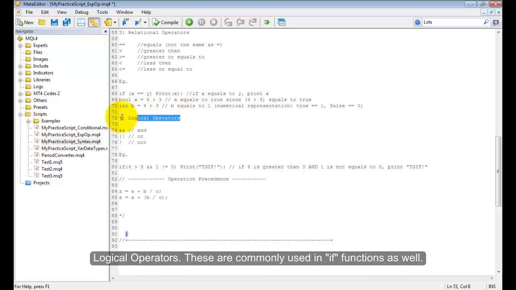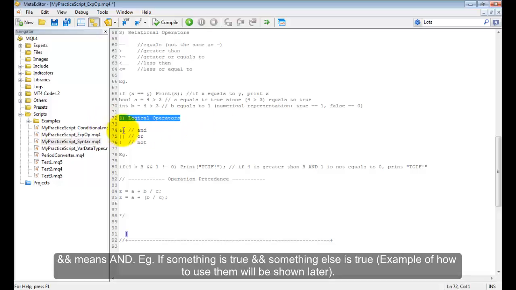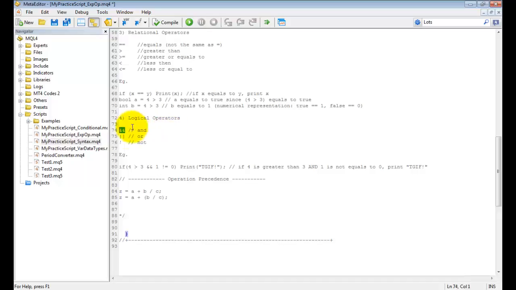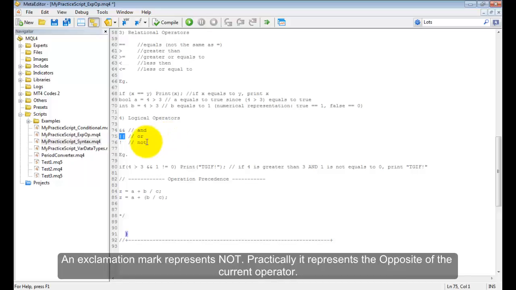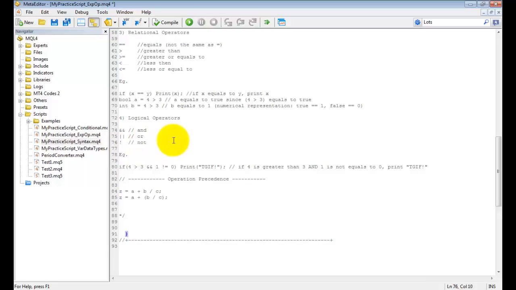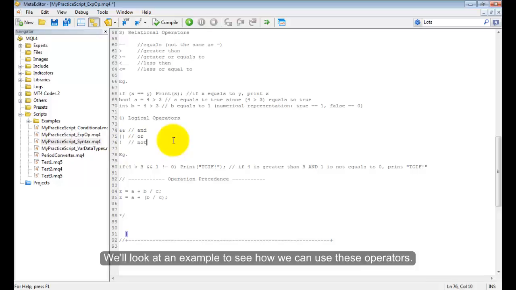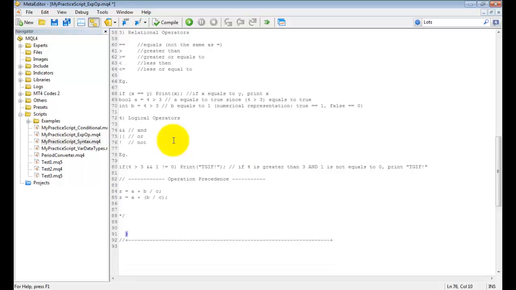Logical operators. These are also commonly used in our if functions. So the two and symbols here represents and, meaning if something is true and something else is true. The two long strokes. Long stroke can be found on the backward slash key. Type it using shift backward slash. An exclamation mark represents not. Basically, it represents the opposite. Alright, we will look at the example to more clearly see how we can use these operators.